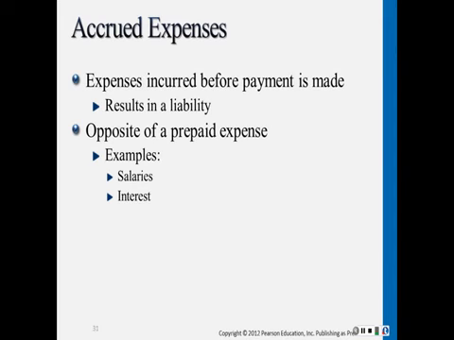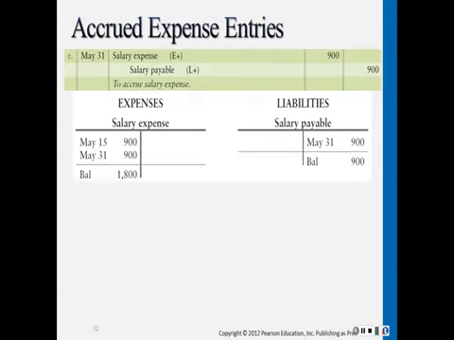Companies don't make weekly journal entries to accrue expenses. Instead, they wait till the end of the period. They make an adjusting entry to bring each expense and the related liability up to date for the financial statements. Remember that prepaids and accruals are opposites. Here are two examples of how to account for accrued expenses.